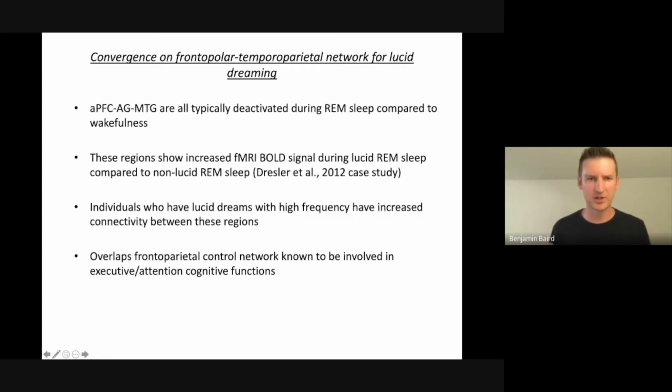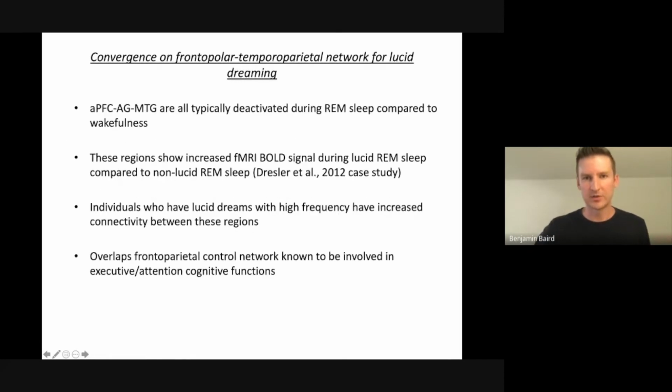We can say that that set of regions, with some fancy abbreviations, means the anterior prefrontal cortex, the lateral parietal cortex, which includes the AG, the angular gyrus, and the middle temporal gyrus. All of these regions are typically deactivated or suppressed during REM sleep compared to wake. Those same regions show increased bold signal during lucid REM sleep compared to baseline, and individuals who have lucid dreams with high frequency have increased connectivity within these same regions. Also, more generally, we know that these regions tend to be involved with the kinds of cognitive functions that are at least related to lucidity: executive control, attention functions, metacognition, these kinds of things. So it's also plausible on first principles that they may be involved.